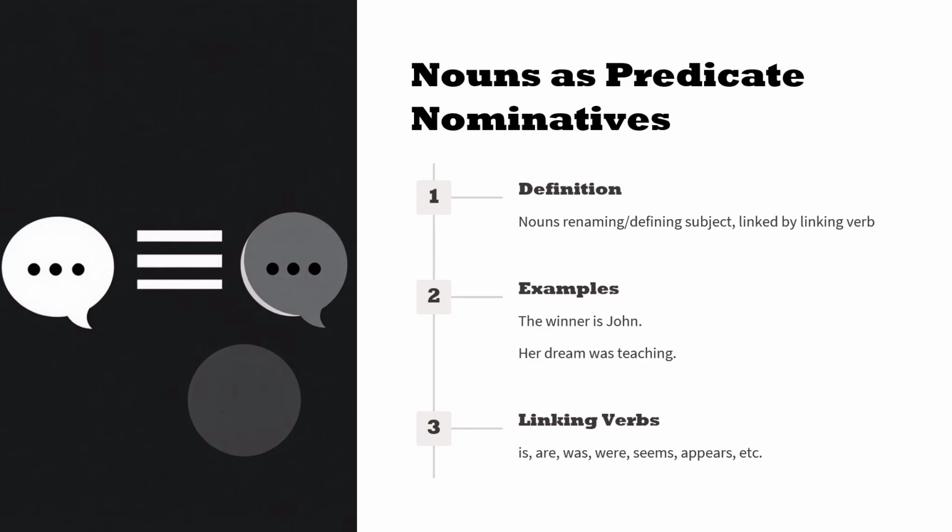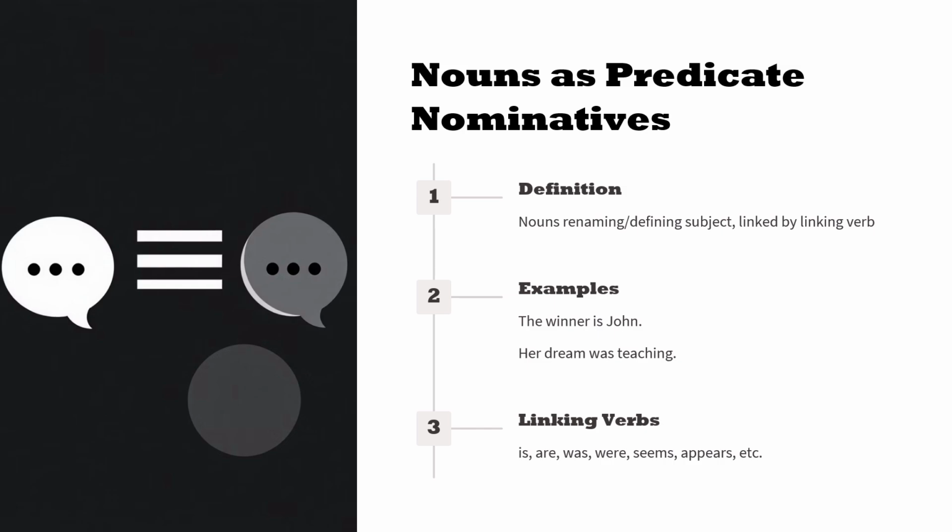Okay, so now let's dive into how nouns function as predicate nominatives. This function plays a unique role in sentences by renaming or redefining the subject, and it is always connected to the subject by a linking verb. So, its definition: a predicate nominative is a noun that follows a linking verb and provides additional information about the subject. Essentially, it renames or defines the subject, giving clarity or further detail. This function is only possible with linking verbs, not action verbs. So keep that in mind.